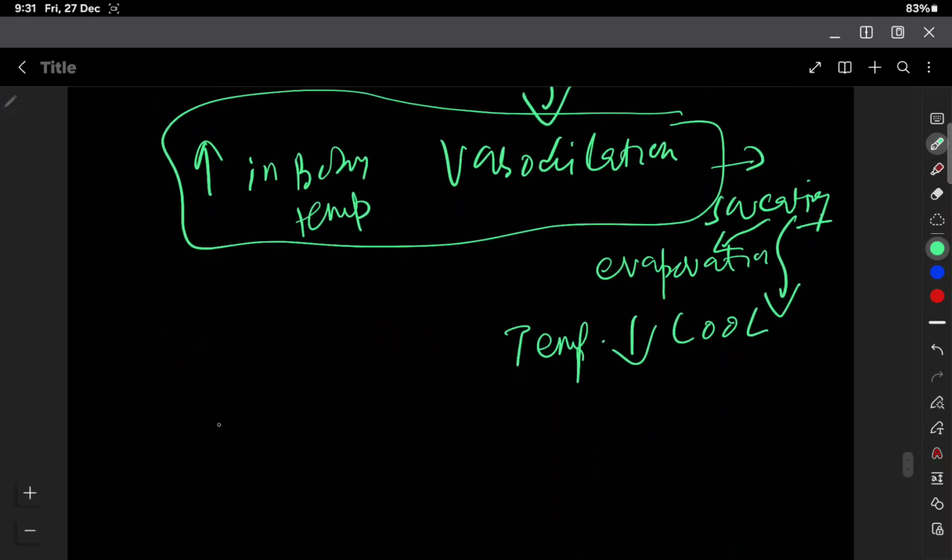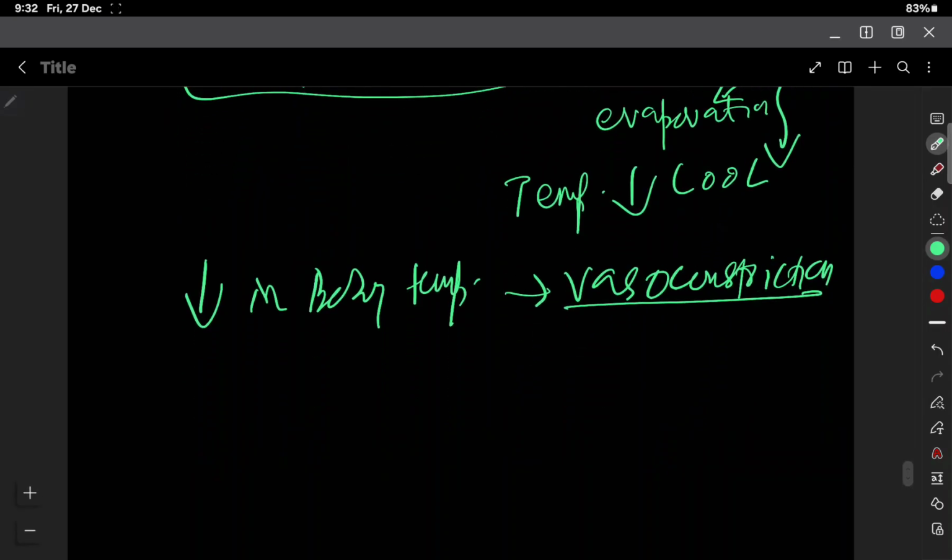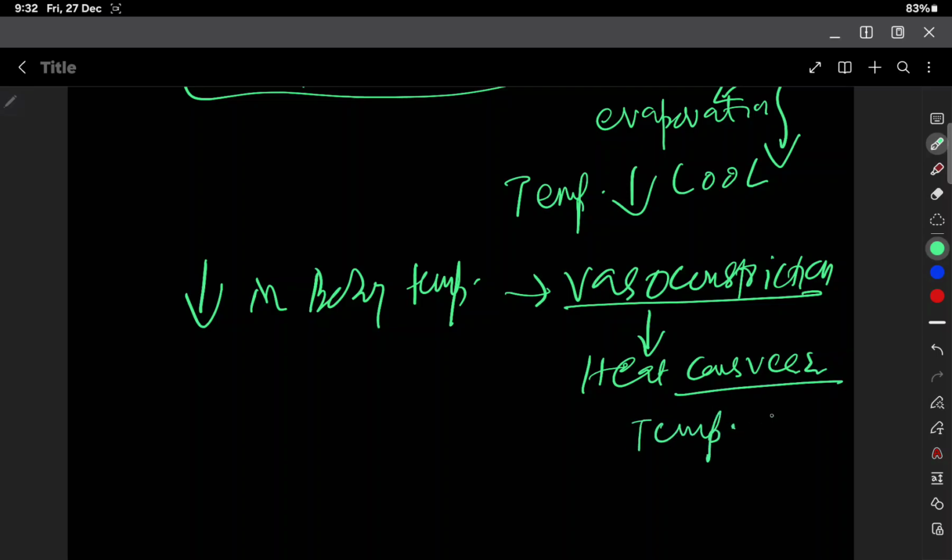Now if there is a decrease in body temperature, how will body temperature increase? It will increase because of vasoconstriction, so your vessels will now constrict. Earlier the vessels were dilating when the body temperature was increasing, but when the body temperature falls below 37 degrees, there will be vasoconstriction. Vessels will be constricted. Because of vasoconstriction, there will be conservation of heat, and because of this the temperature will increase.